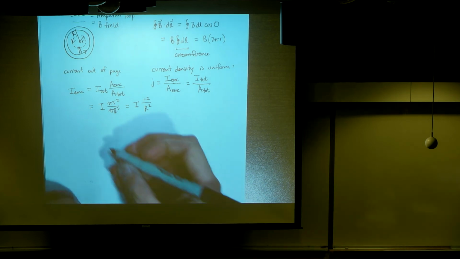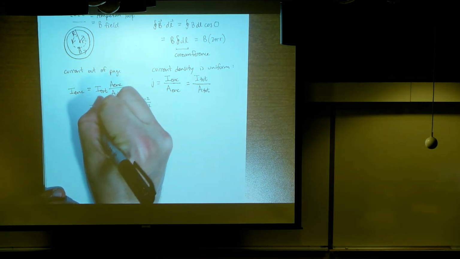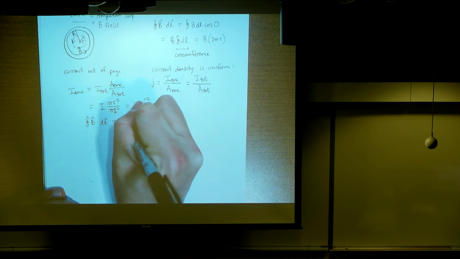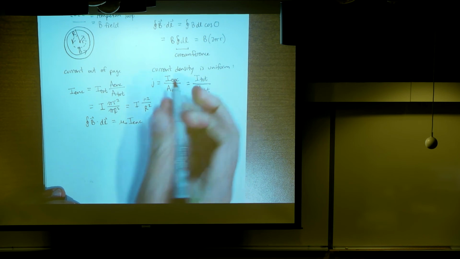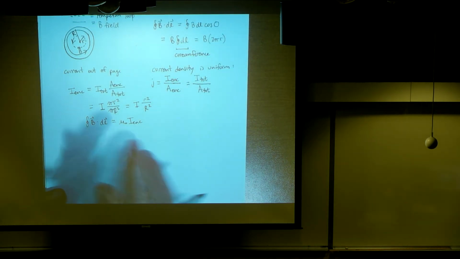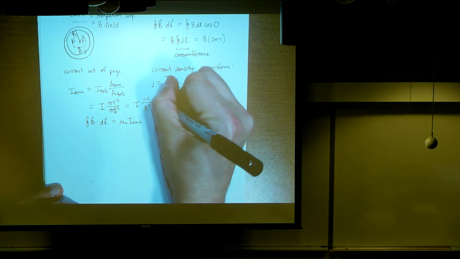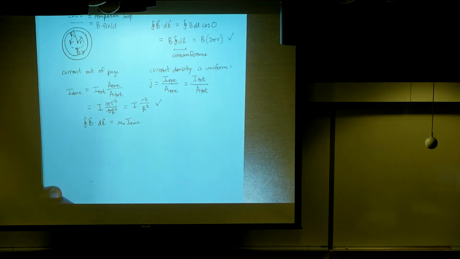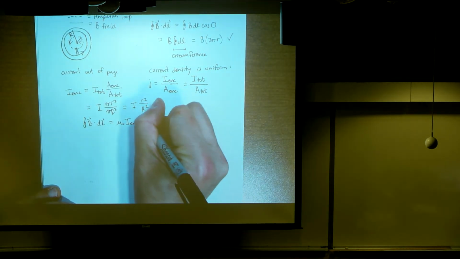Next, we're going to do the integral of B dot dl equals mu naught times I enclosed. In other words, we're going to apply Ampere's law because we have both sides of the equation now. We have the I enclosed part, we have the B dot dl part. All we're doing is putting it together, okay?